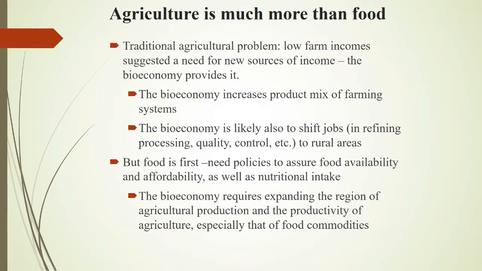So just to conclude, agriculture is much more than food. It's much more than food because of the technical and knowledge that has been created by biological sciences. So the problem of low farm income suggests the need for new sources of income. The bioeconomy provides that. The bioeconomy increases product mix of farming system. The bioeconomy is likely also to shift jobs to rural areas. But we should always remember, and again, this is an argument that David makes very strongly, food is first. We can't simply forget about food and move forward.